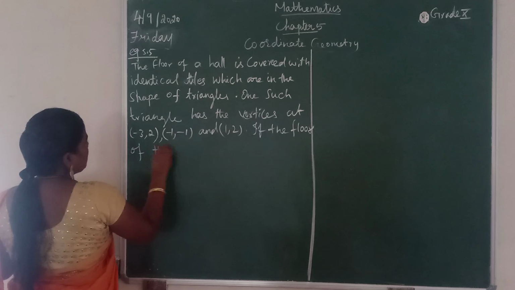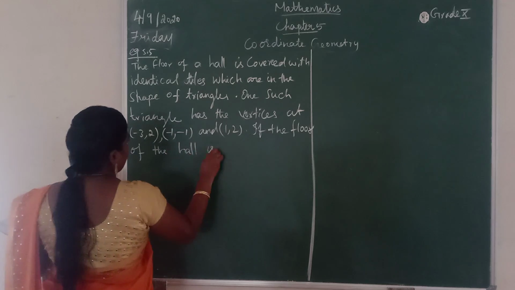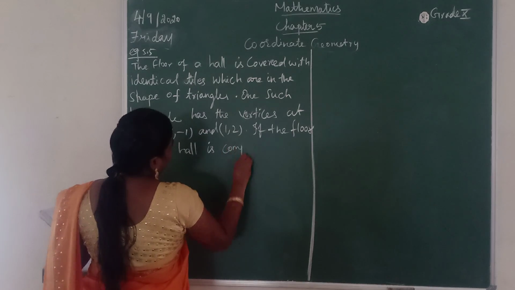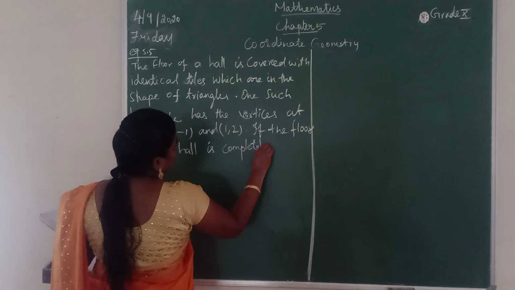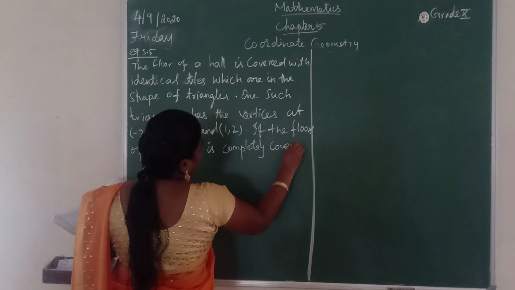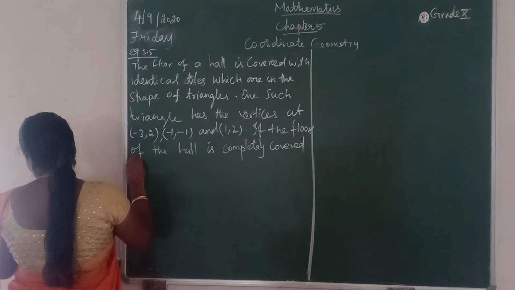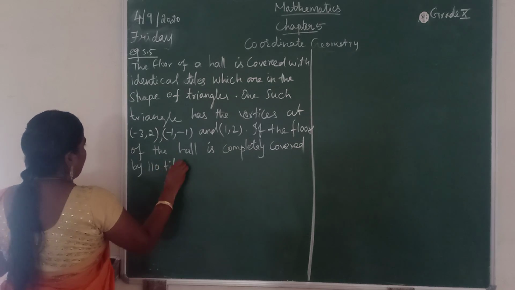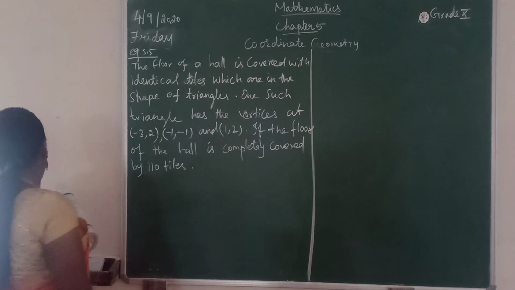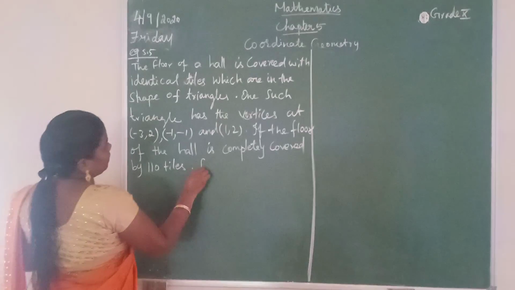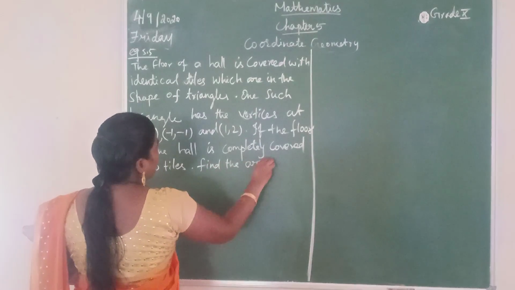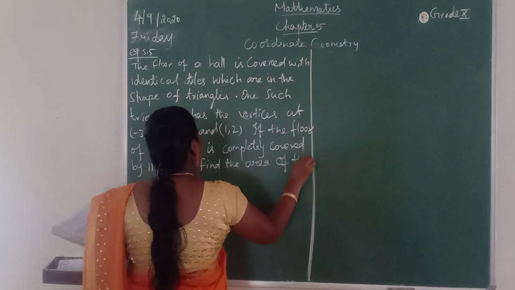If the floor of the hall is completely covered by 110 tiles, find the area of the floor. Find the area of the floor.